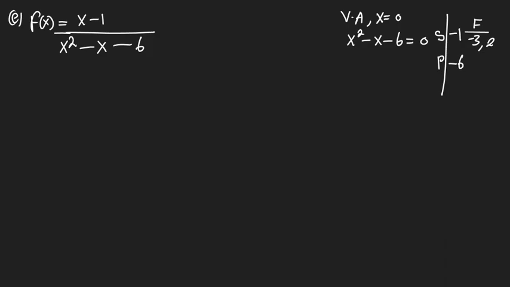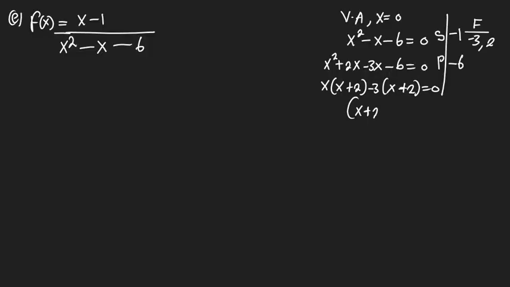So you're going to say x to the power 2 plus 2x minus 3x minus 6 is equal to 0. Then x plus 2, then here you factor -3, then x plus 2 equal to 0. So you're going to have x plus 2 there, x minus 3.